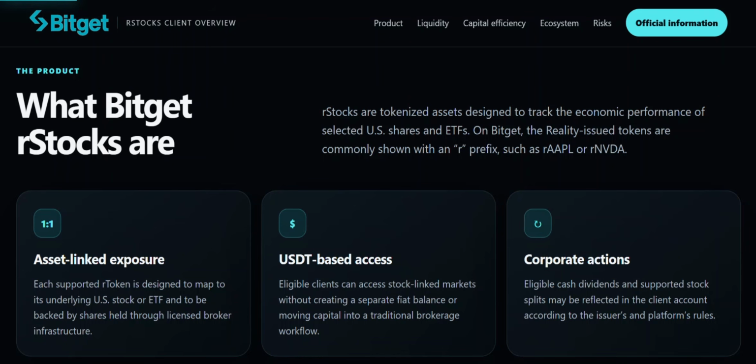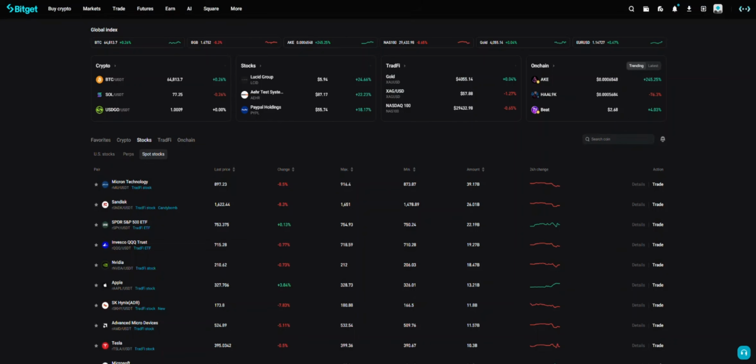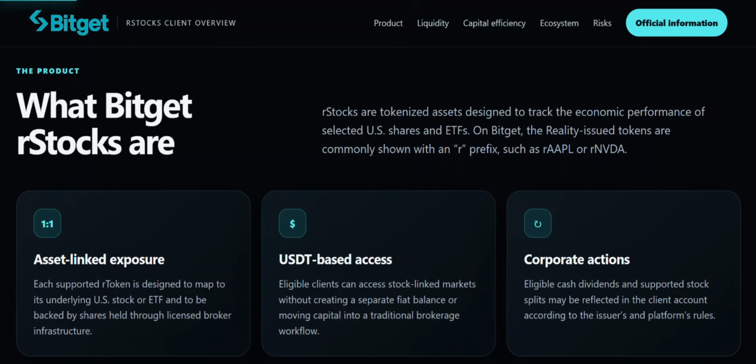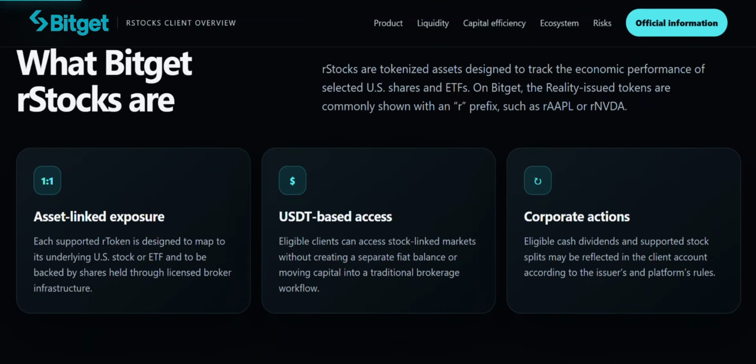So let's have a quick look at that. If you go under stocks, and the same on the app, you can see there's an R before each stock over here. So you can buy these stocks, hold these stocks, and you can obviously trade these stocks as well. Let's just go back to this here.